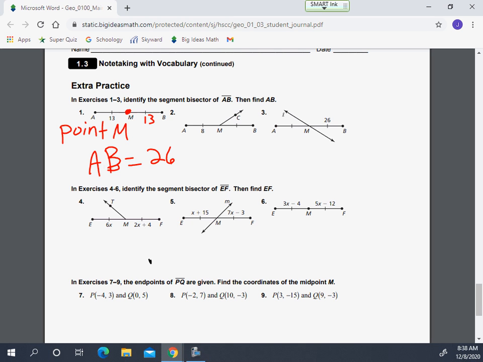Number 2. What is bisecting AB? Well, it's not just point M, it's actually this ray. It's a ray because it has an endpoint and an arrow going in one direction. So ray MC. We can also just say MC with that little mark right there. And if AM is 8, well then MB is 8, and 8 plus 8 is 16. So AB is equal to 16.